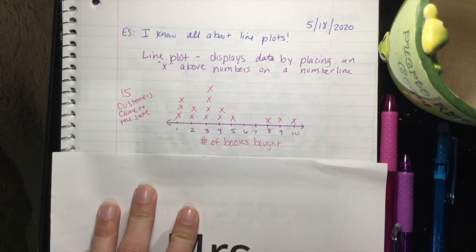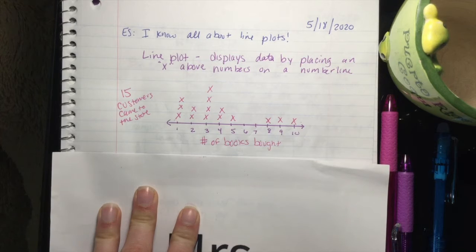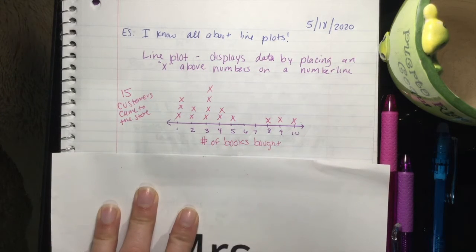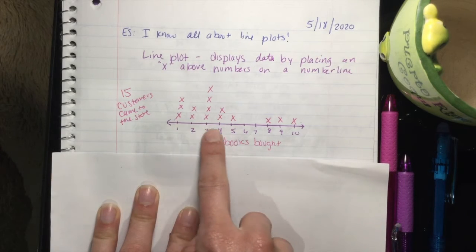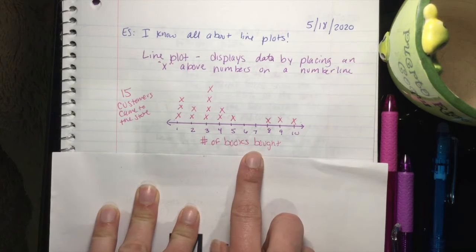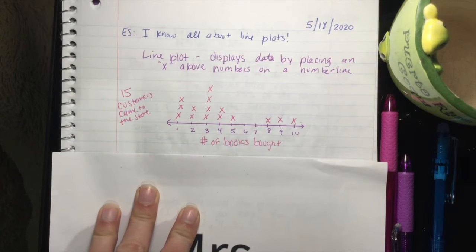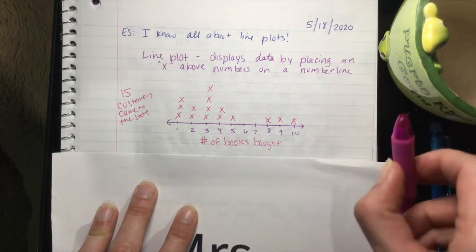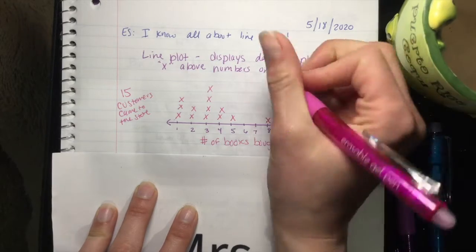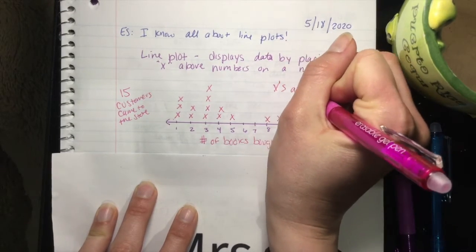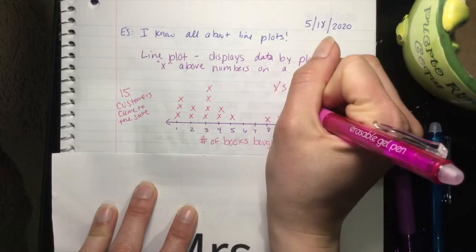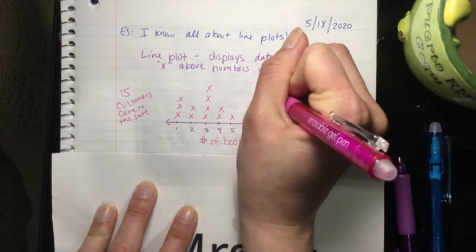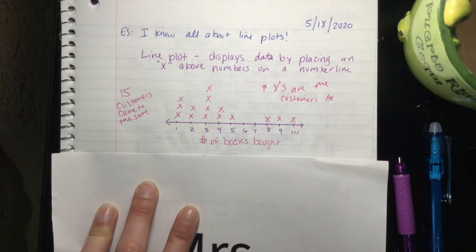All right, so this is a line plot, right? And basically there's 15 customers that came to a bookstore. And down here, it's displaying the number of books that they bought when they went to the store. So the X's are the customers. All right, so I'm going to write that down. X's are the customers, to kind of help us. Okay, so the X's are the customers.